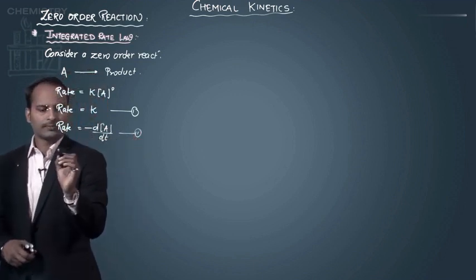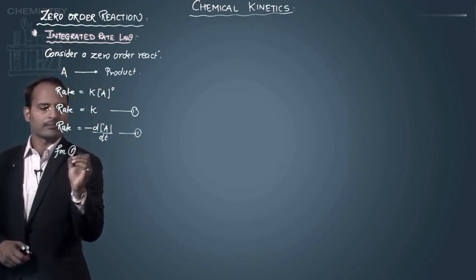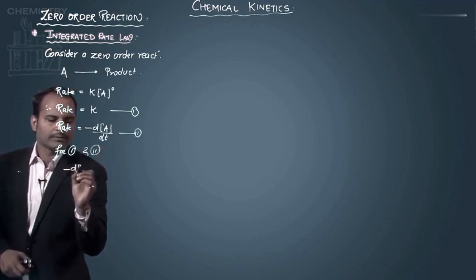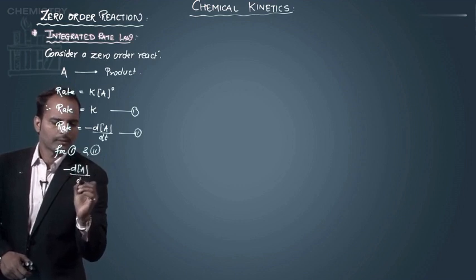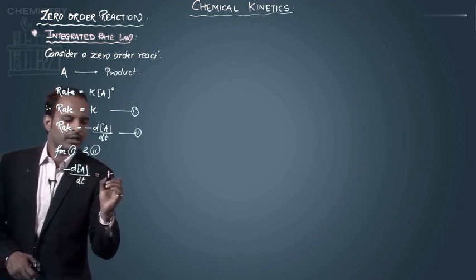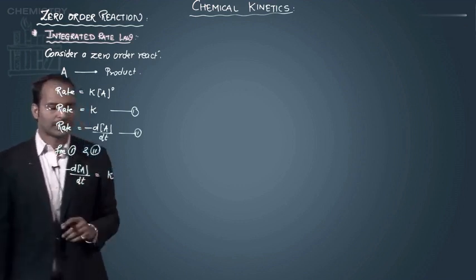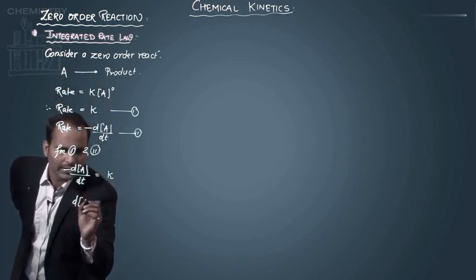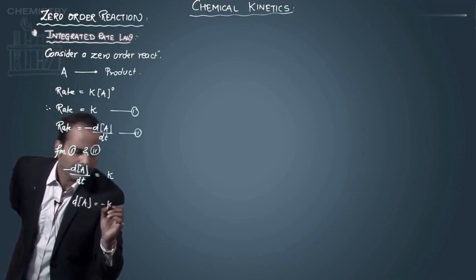So from 1 and 2, we can say that minus dA by dt is equal to K. Let us shift this dt and minus sign on the right hand side, so we will get dA is equal to minus K into dt.